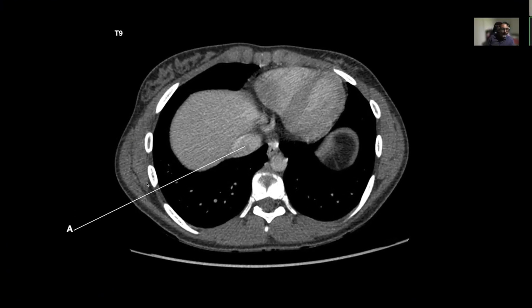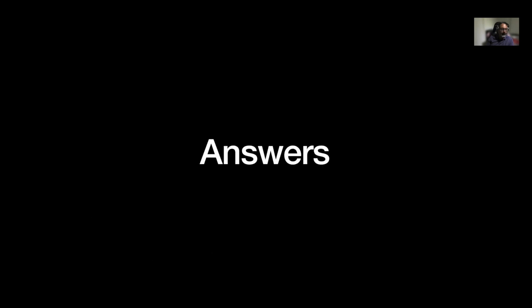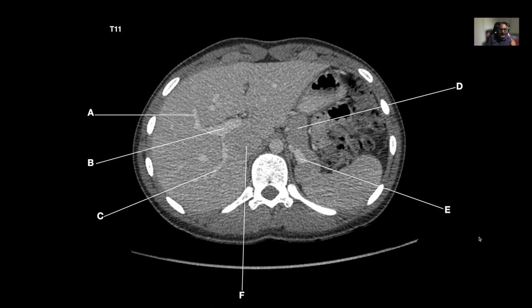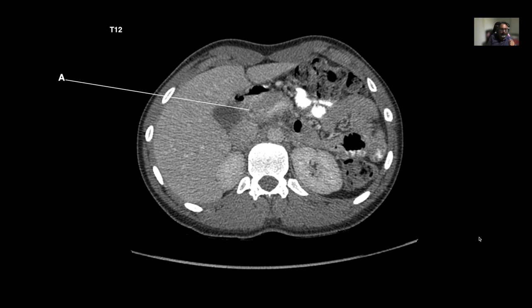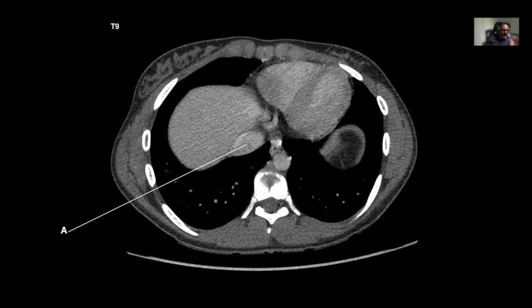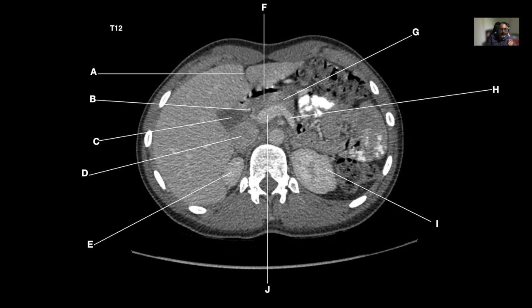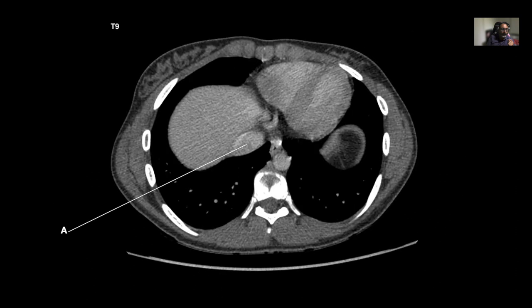I'm going to start quizzing everyone. Okay, so you're the first one. How it goes is that every successive space, I keep taking further down. Let me go back to the top one that we start with. That starts with T9, and then we go into T10, then T11, T12, and L1, L2, and about L3. That's really as far as we go. So let's do this.